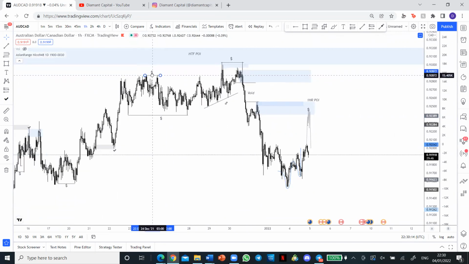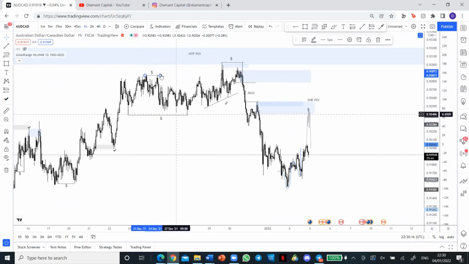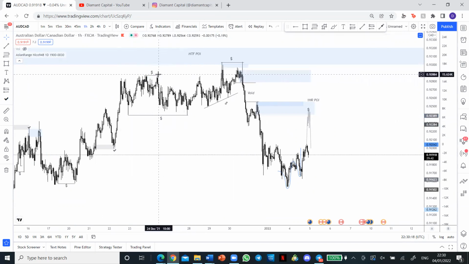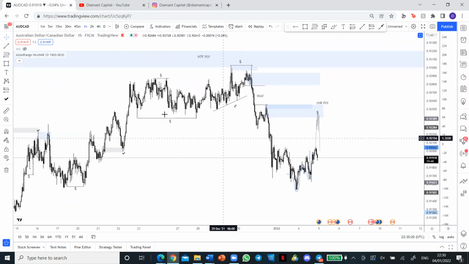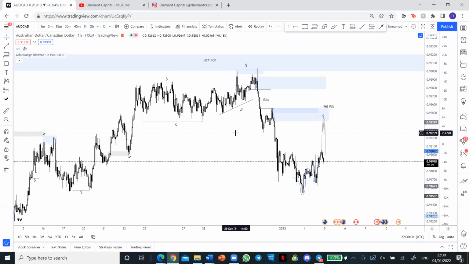So in my mind, I still was not ready to sell because of this right here. I knew that eventually this could get induced. Then as price carried on, we created these equal lows. So we've got liquidity on both sides of the market. When that happens, you have to really assess, is it worth getting into this market when we've got liquidity on both sides?